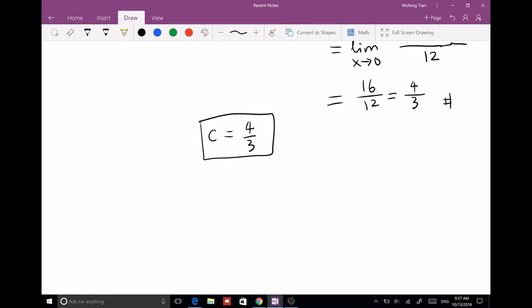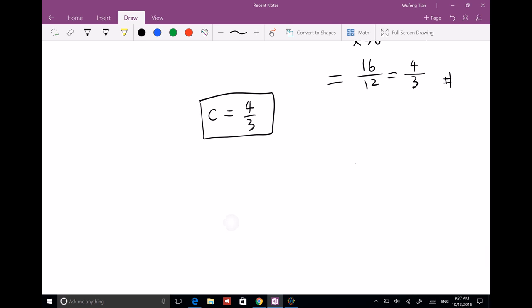All right. So I want to do one more L'Hopital's rule problem. Can you find the limit as x goes to 0 from the right of sine x raised to the power x? Can you do that?